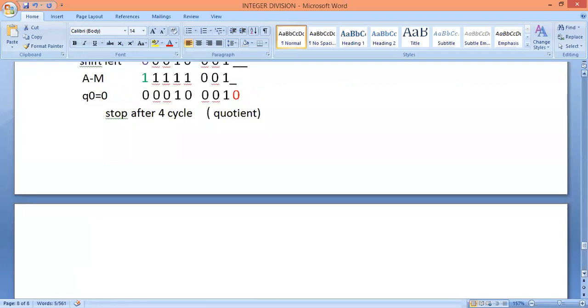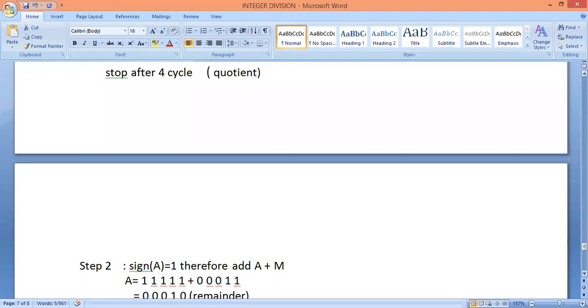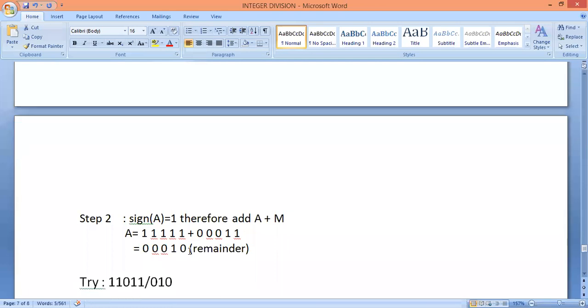Is it clear? So what was our A? 1, 1, 1, 1, and to that we are adding 0, 0, 0, 1, 1. And what answer are you going to get? You are going to get the answer as 0, 0, 0, 1, 0. So this is the remainder. Is it clear? So this is called non-restoring division.